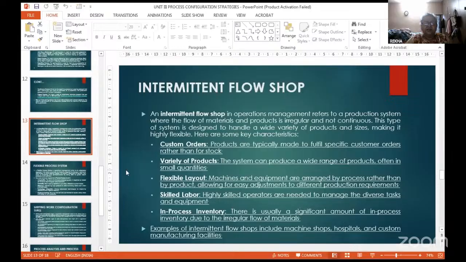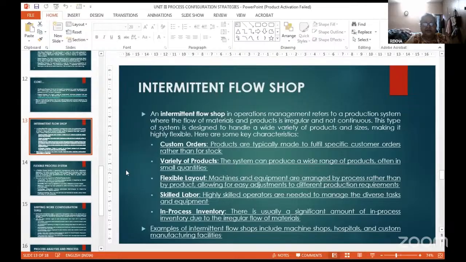Then intermittent flow shop. An intermittent flow shop in operations management refers to a production system where the flow of materials and products is irregular and not continuous. This type of system is designed to handle a wide variety of products. Key characteristics: it is typically made to fulfill specific customer orders rather than for stock.